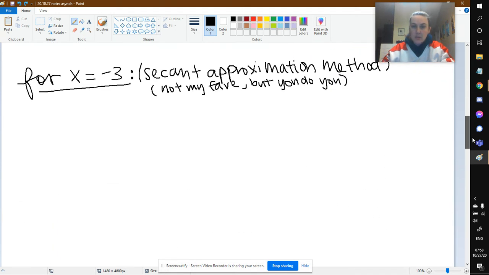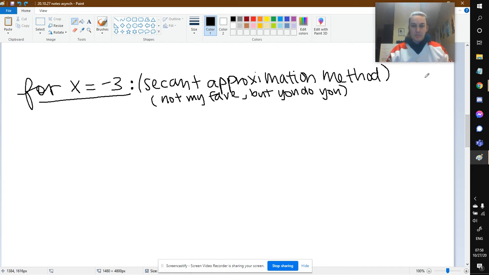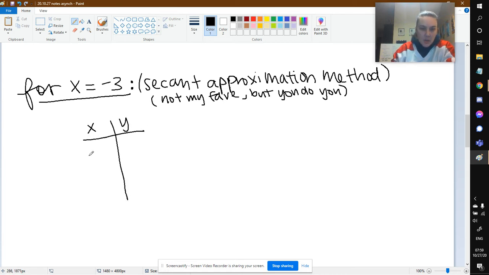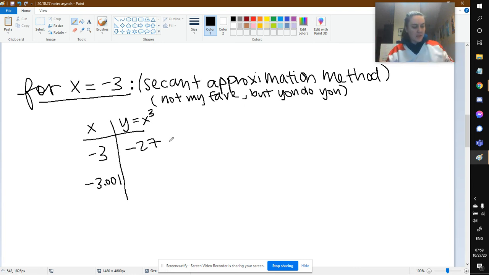Okay, let's do the secant approximation method first. For x equals negative 3, this is going to look like your assignment. We're going to plug in negative 3, and we're going to plug in something real close to negative 3. So negative 3, and this is y equals x cubed. This is just our function. We plug that in, we get negative 27. Nice, that's off the top.